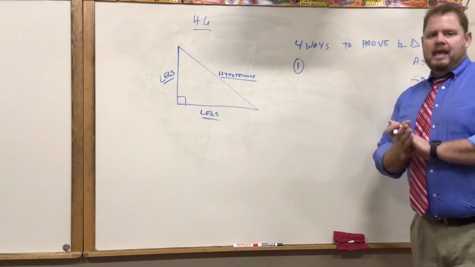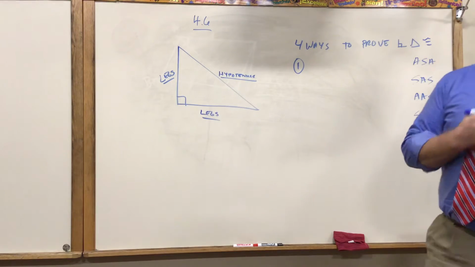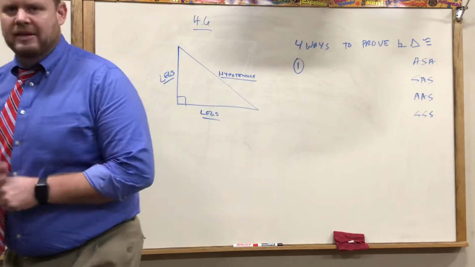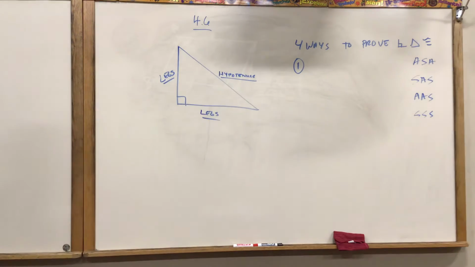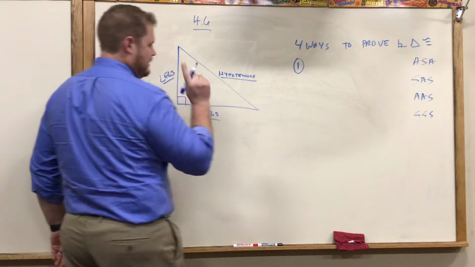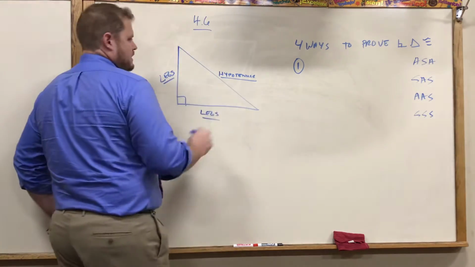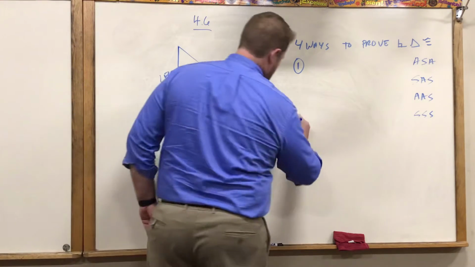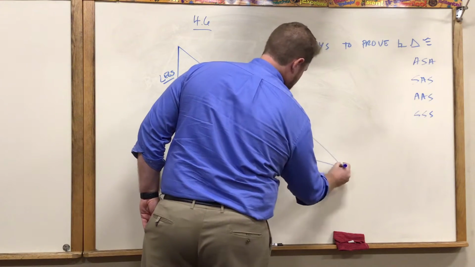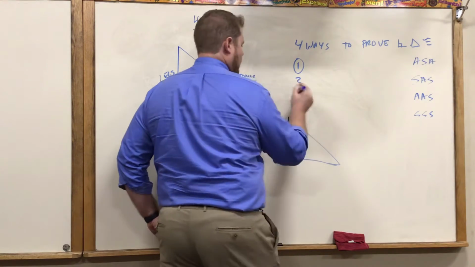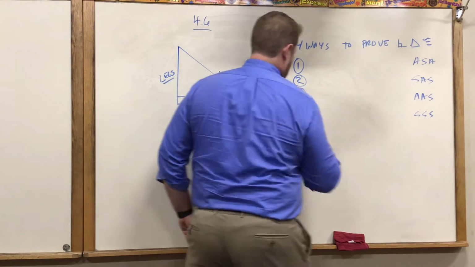Now, in a right triangle, we always have one right angle. So think about that, class. If you have one right angle, what do you always have? You always have an angle that is congruent, okay? So that's going to be important. Remember that. Now, if I had 2 right triangles, I'm going to draw a second one, make sure you can see it. 1, 2, 3, 4. I'm going to give you 4 ways to prove that.